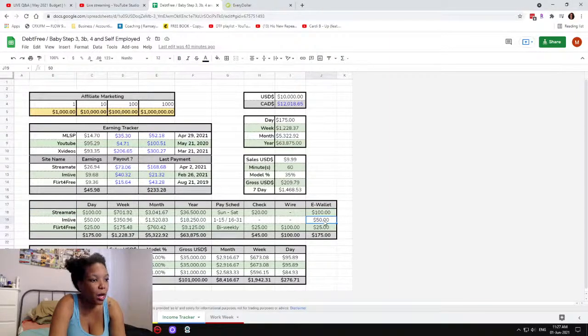Another e-wallet, stream at $50. Another, $25 for free. I have to make that minimum amount to get it in my bank account. Oh, they're right here. The websites I work are right here. I had a fourth website. I had Cams in here as a possible website, but I probably won't work it.